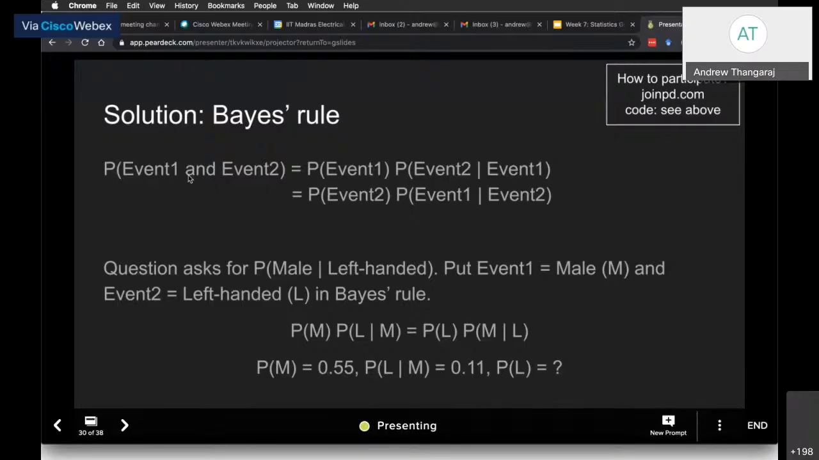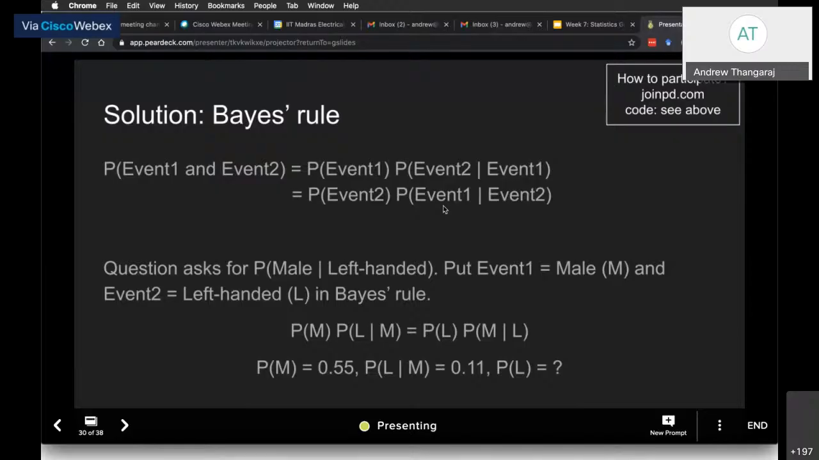So probability of event 1 and event 2. I gave you probability of event 1 times probability of event 2 given event 1, right? There's no reason why you should put event 1 first and event 2 second. You could have event 2 first and event 1 second. This is just event 1 and event 2. It's exactly the same as event 2 and event 1, right? There's nothing wrong with that. So probability of event 1 times this is equal to probability of event 2 times this. So this equality, right?